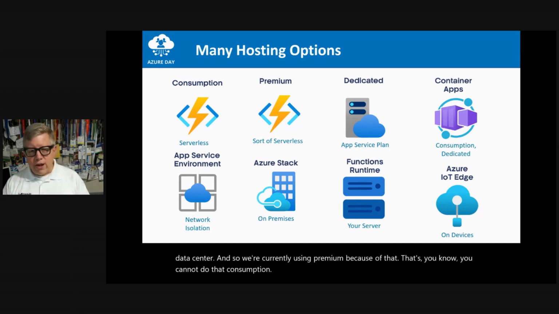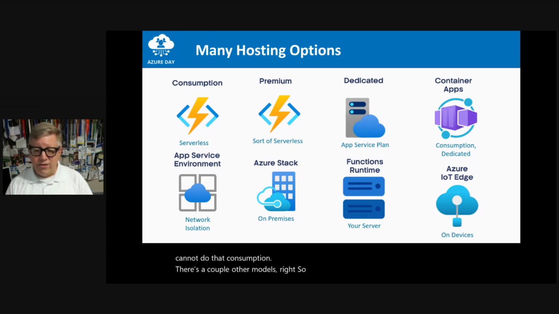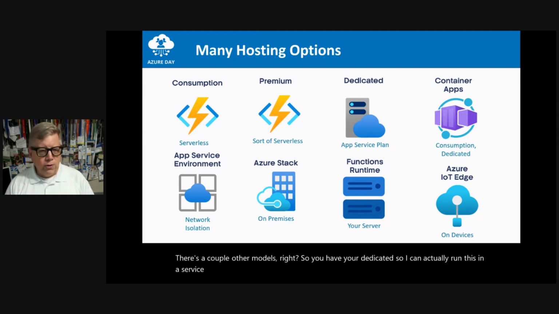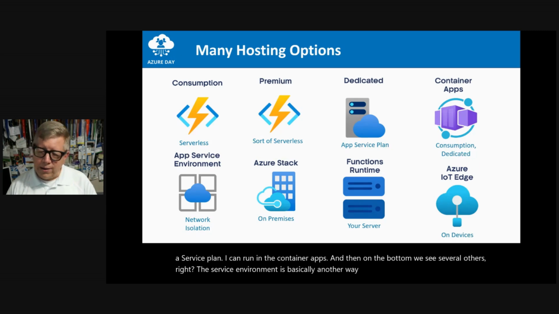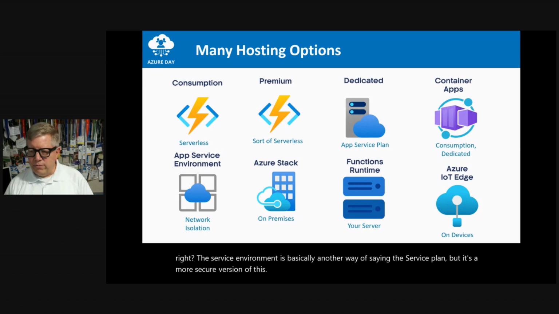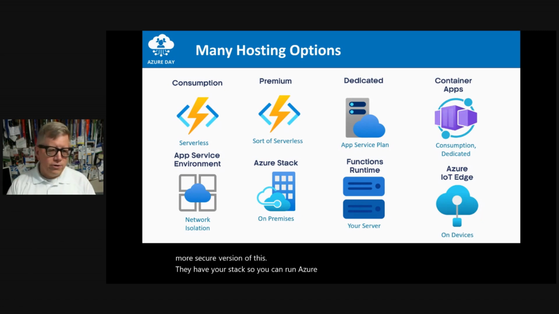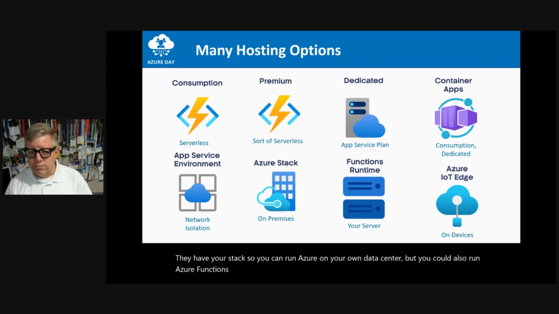Then there's a couple other models, right? So you have your dedicated, so I can actually run this in a service plan. I can run them in container apps, and then on the bottom we see several others, right? The service environment is basically another way of saying the service plan, but it's a more secure version of this. The Azure Stack, so you can run Azure on your own data center, but you can also run Azure Functions on your own servers, right? It is open source. It's completely open to do so.